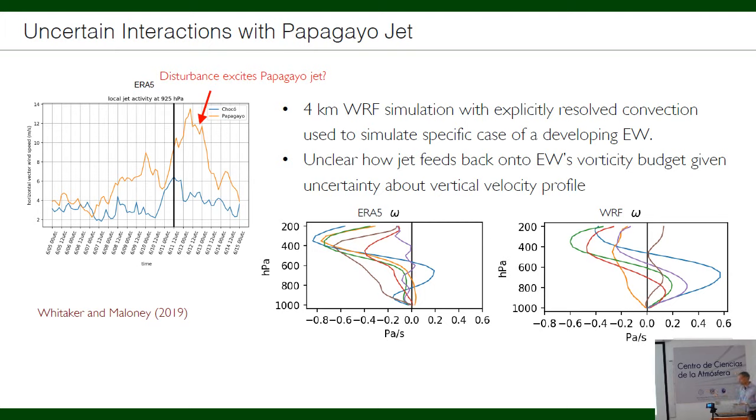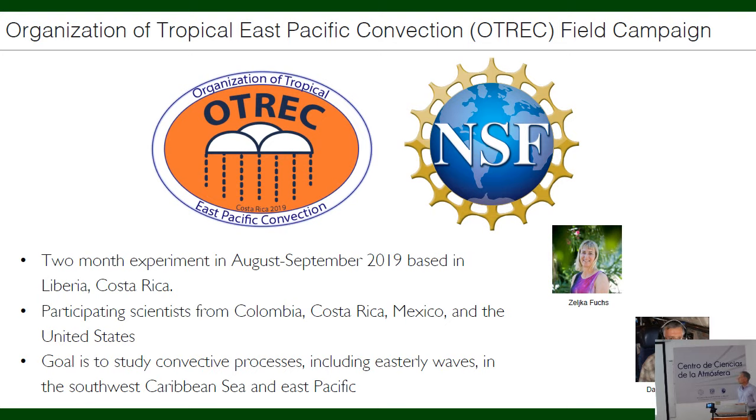Okay, so that leads me to this. So the final thing I'll talk about here is a field program that is currently occurring in the Eastern Tropical Pacific and also the Atlantic side, for that matter, called Organization of Tropical East Pacific Convection, or OTREC. And this is a 2-month experiment in August and September of this year. I'm going to go out to the field September 6th to Costa Rica to participate in this field program.